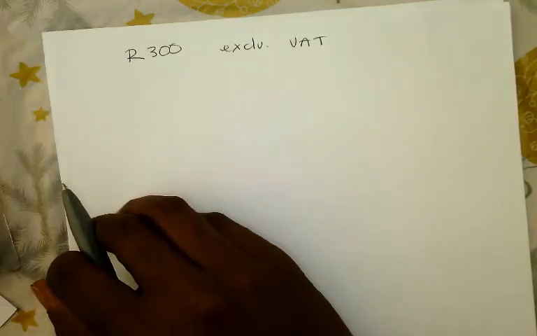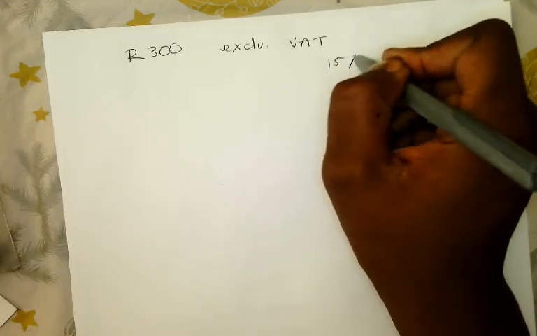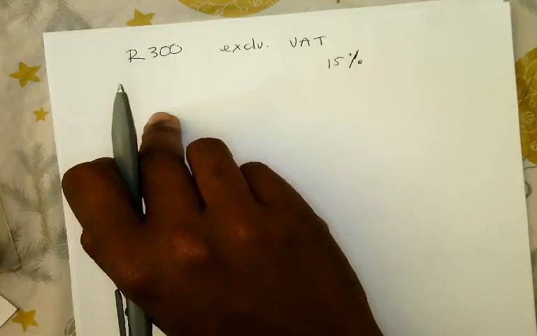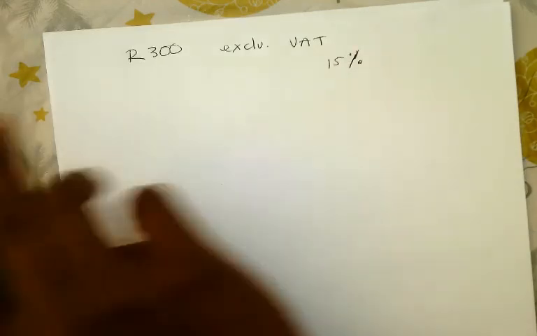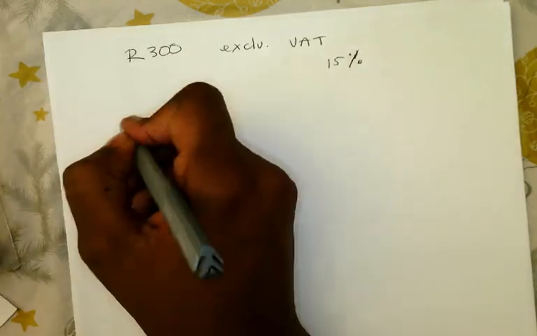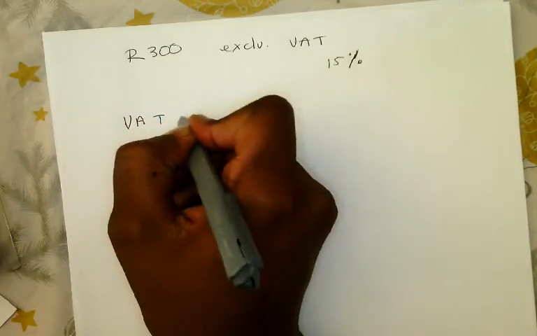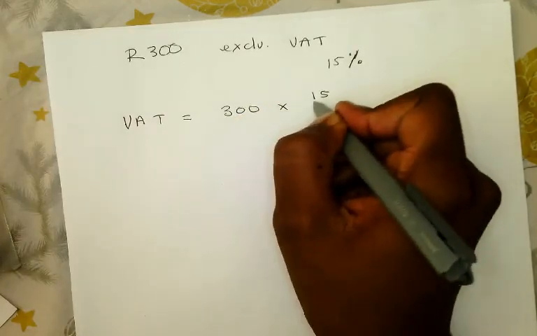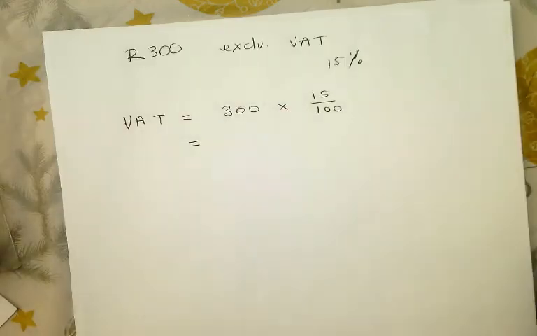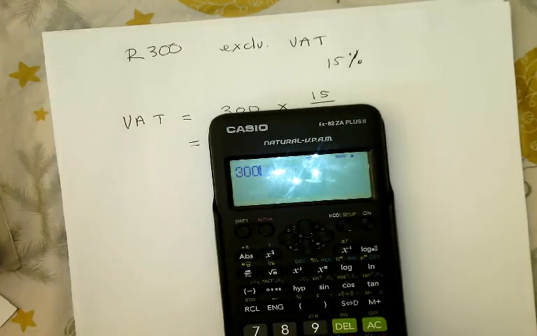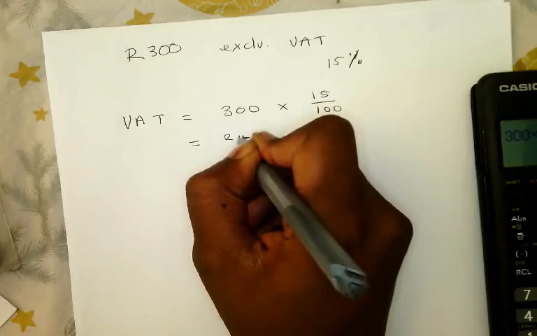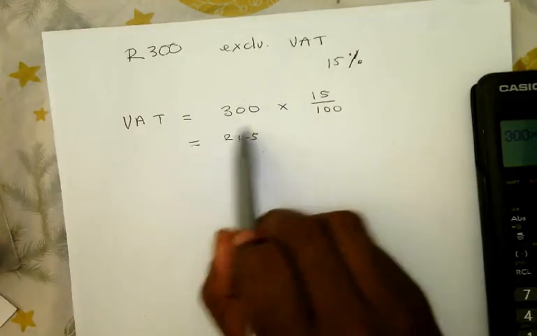They told us that VAT is 15%. So they say calculate the amount of VAT paid. So we want to calculate how much VAT is paid. So we're going to say 300 multiplied by 15 over 100. 300 multiplied by 15 over 100 is 45. So if you are buying something for 300, the VAT will be 45 rand.